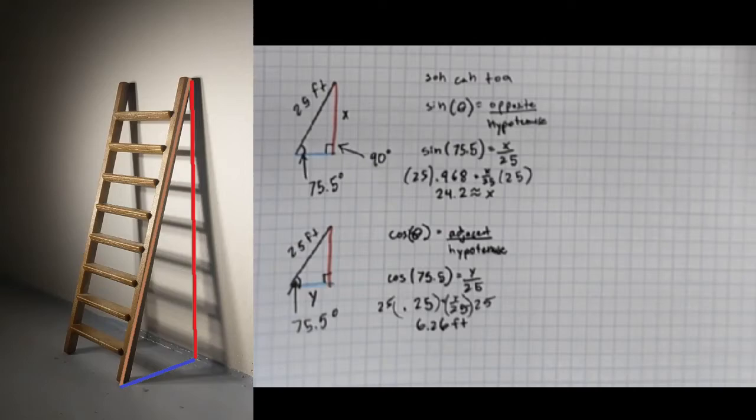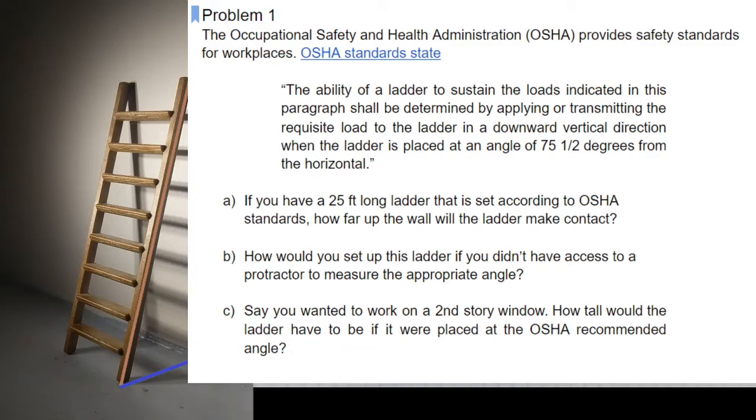All right, and then let's move on to part C. Say you want to work on a second-story window. How tall would the ladder have to be if it were placed at the OSHA recommended angle? Now, there is no standard because all houses are different. There may be a modern standard, but a lot of stories of buildings vary in heights, and it's not very common to have completely different houses with the same story height. So we're going to think about working on a second-story window. We want the ladder to reach up to the second story.